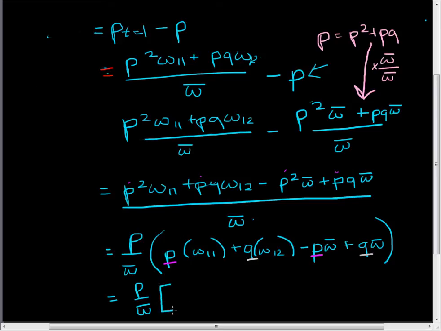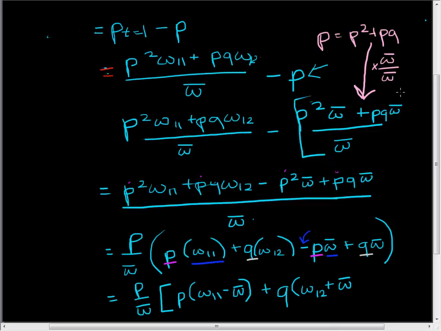And this is going to give us P times the fitness for 1-1 minus the average fitness. So those are coming from here and here. So there's that minus sign that's coming in there. And then this is going to be plus, and we're going to take out those gray Q's. So Q times omega 1-2 minus average omega. Oops, sorry, this is supposed to be a minus here, because this whole term is minus. I lost a minus. Okay, there we go, that's better. I fixed all of it. So this is going to be our new equation here.